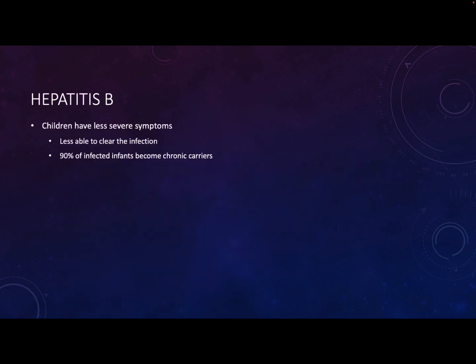So children generally have less severe symptoms. Why would that be? Not as good immune system. They don't have as good of an immune system. Children have a weaker immune system. So in this case, if they get infected, they would have less severe symptoms. But the consequences of that are shown here. They're less able to clear the infection, and about 90% of infected infants become chronic carriers.